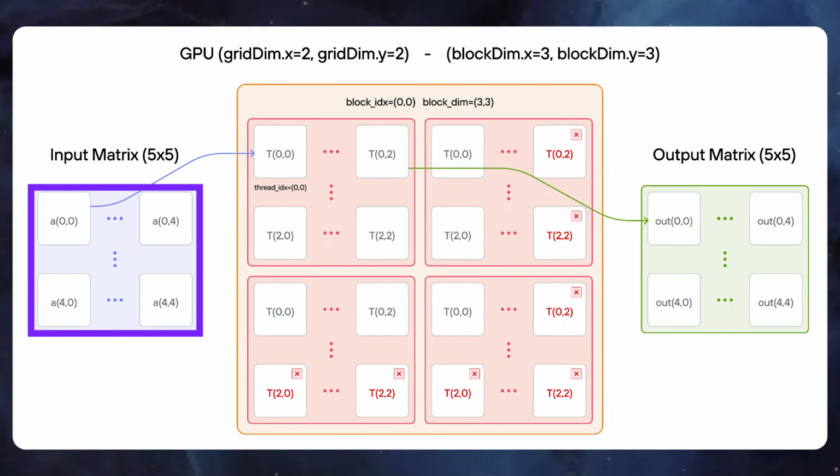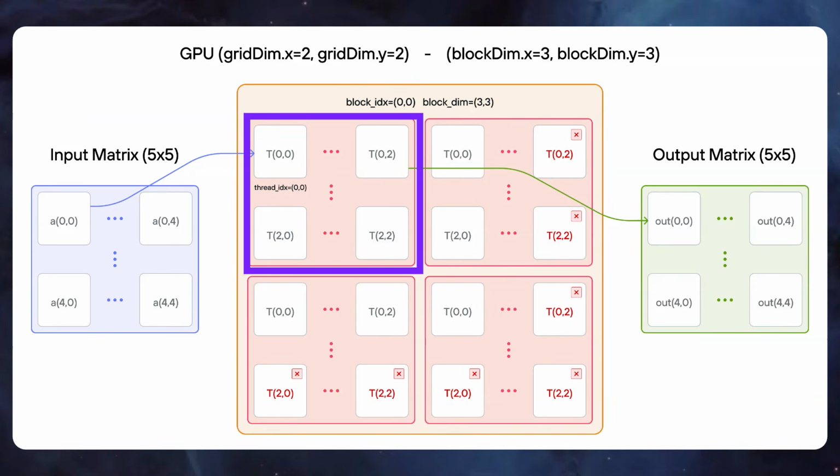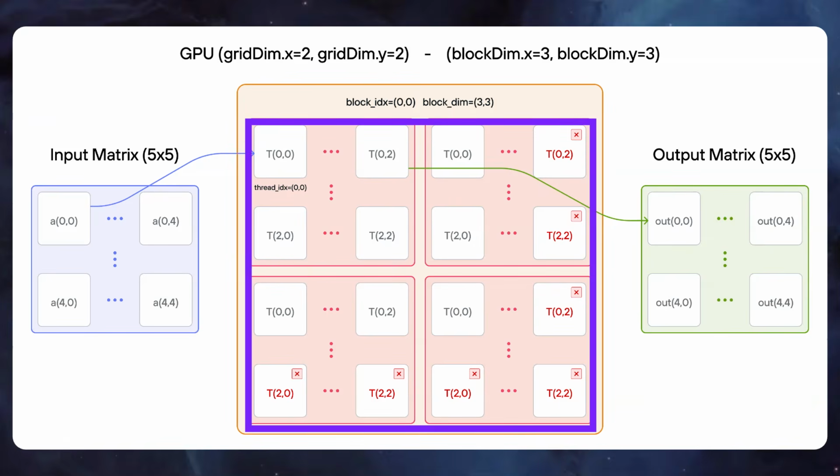Here's the setup. We have a 5 by 5 matrix, 25 elements. We'll process it using a 2 by 2 grid of thread blocks, where each block contains 3 by 3 threads. That gives us 4 blocks by 9 threads, or 36 threads in total, more than the 25 elements we actually have. That's normal in GPU programming. The extra threads need to exit without touching memory.